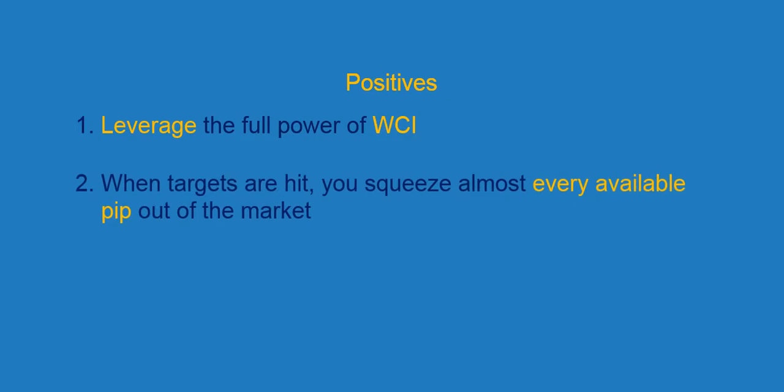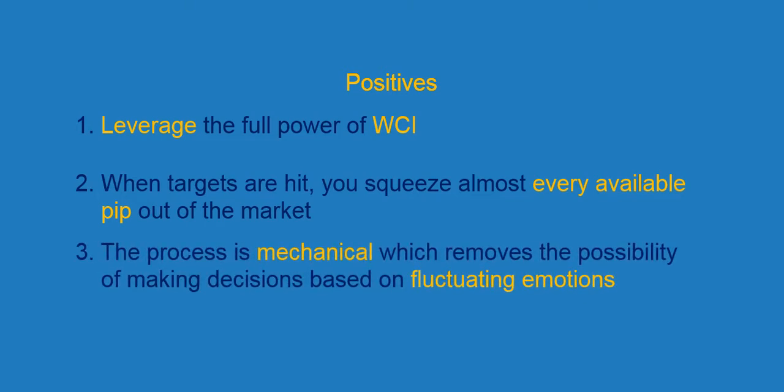So the positives of option 1 are as follows. First, you will leverage the full power of the wealth crossover indicator. Secondly, when targets are hit, you will squeeze almost every single available pip out of the markets. Thirdly, the process is mechanical, which removes the possibility of making decisions based on emotions.